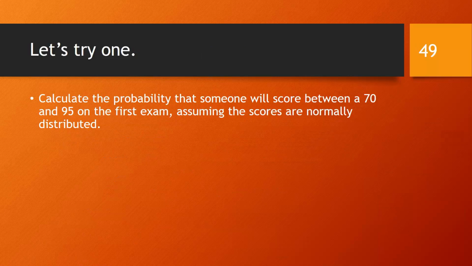Try calculating the probability that someone will score between a 70 and 95 on the first exam, assuming the scores are normally distributed.